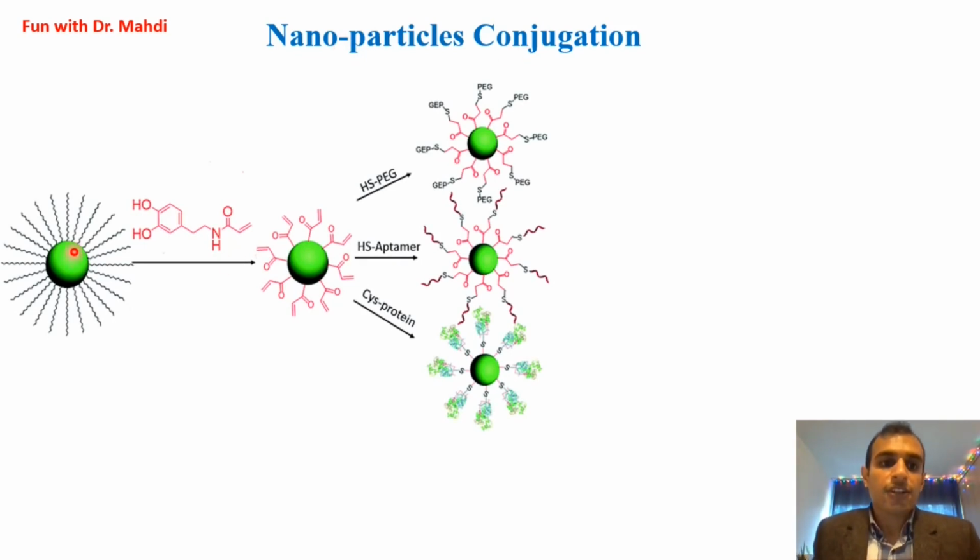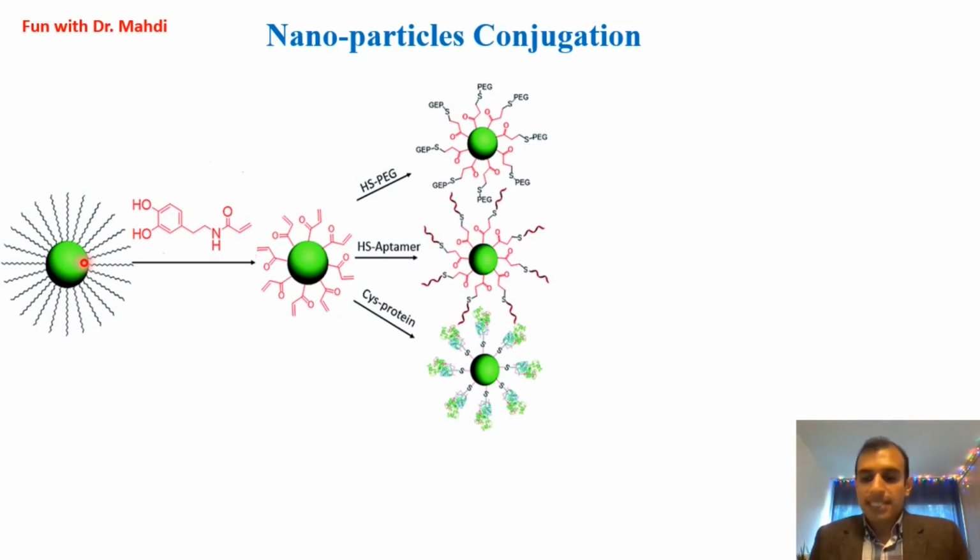Here you can see a general schematic of bioconjugation with nanoparticles. For example, we have a nanoparticle. In the next step, we cover the surface of the nanoparticle with dopamine acrylamide. In the structure of dopamine acrylamide, we have an alkene. And now, in the next step, we would like to do bioconjugation and connect some biomolecules on the surface of the nanoparticle.